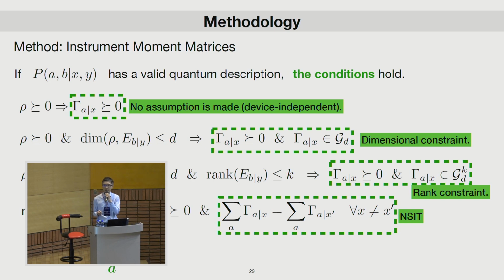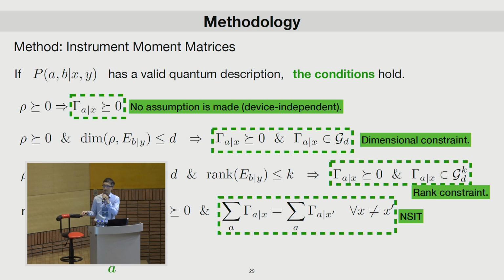that Alice cannot send any information to Bob when she wants to use the different measurement inputs. So actually, based on these notions, this implies that when we sum over A on these gamma matrices, it has to be equal to a summation over A of this gamma AX prime for different measurement inputs X and X prime.